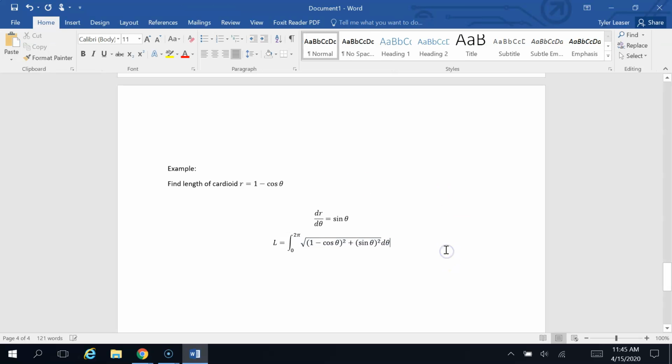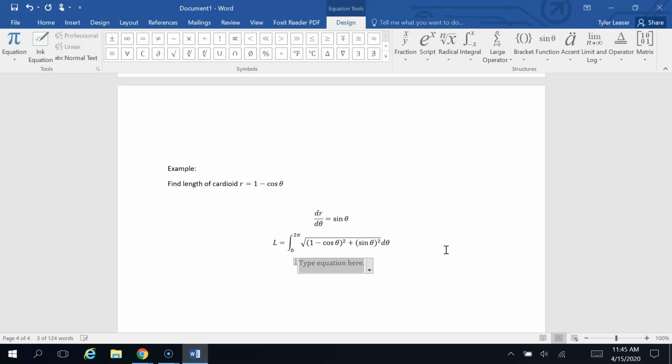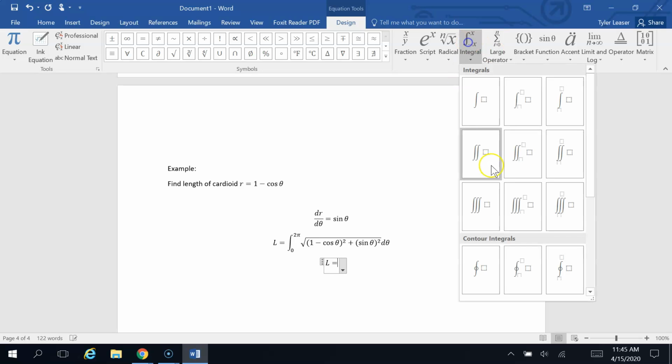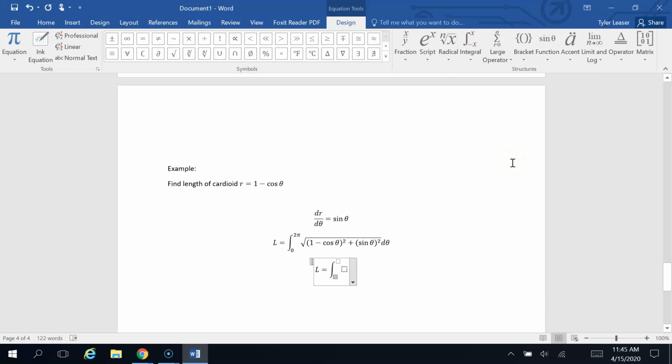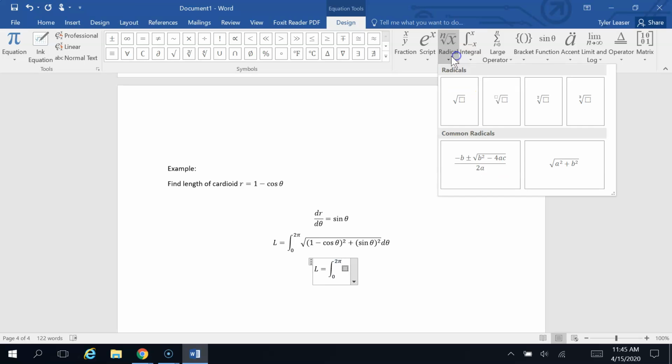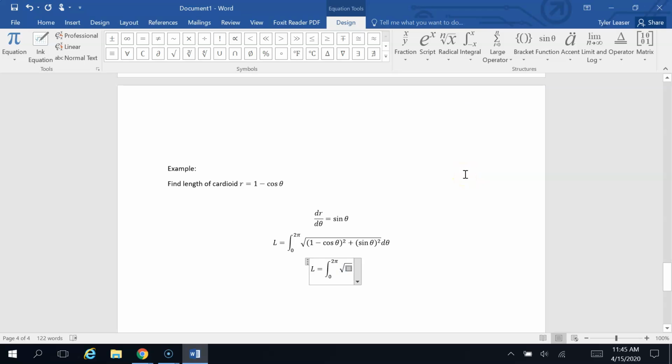Okay. And now we just need to clean this up and simplify it down. So now my length is going to be the integral from 0 to 2 pi, still with the square root. We will FOIL out that first parentheses there. 1 times 1, it's going to be minus 2 cosine theta. And then negative cosine times negative cosine is cosine squared theta. And then sine squared, we'll just write like this, sine squared.